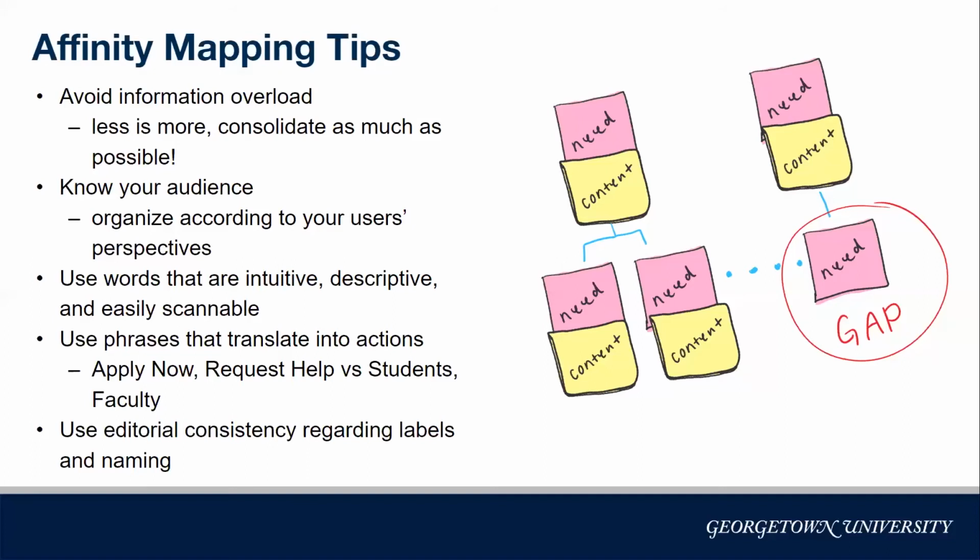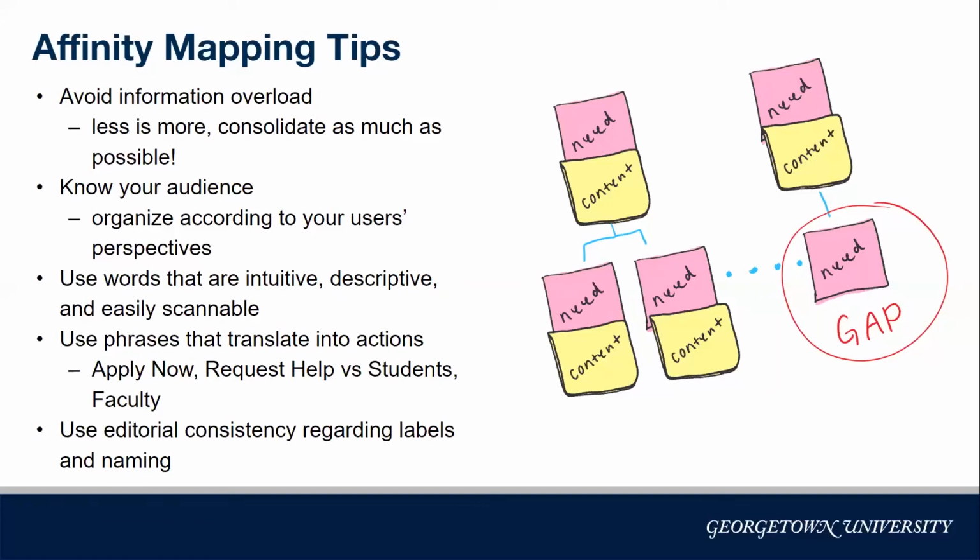Sometimes using phrases that translate into actions like apply now and request help can be better than using audience-based navigation titles such as students, faculty, and parents, because oftentimes users might not know which group they fit into. A user could be a student and faculty, so they might be unsure of what kind of information is in each group and which page they should be visiting first to find the information they are looking for.